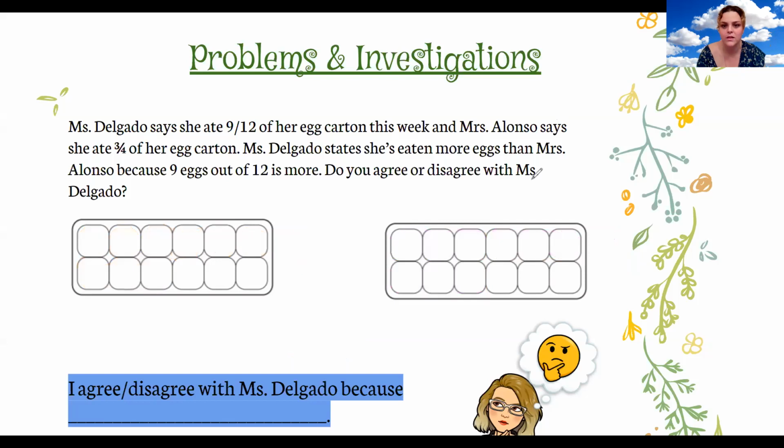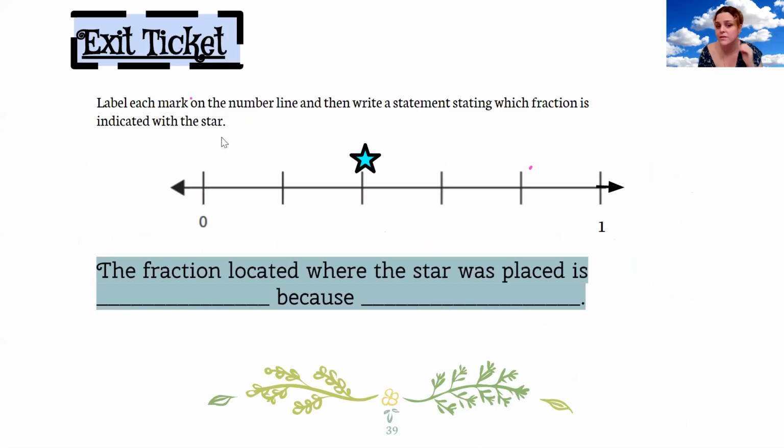So the last thing I'm gonna ask you to do is an exit ticket, and I am gonna ask you to write it down in your math notebook, everything you see. Ask your parents to take a picture of it, send it to my phone number, or yeah, I think that would be easier to do. This would be really hard to do on the computer. So exit ticket, label each mark on the number line and then write a statement stating which fraction is indicated with the star. So it's very similar to the number talk we did today. You're gonna write the fraction located where the star was placed.